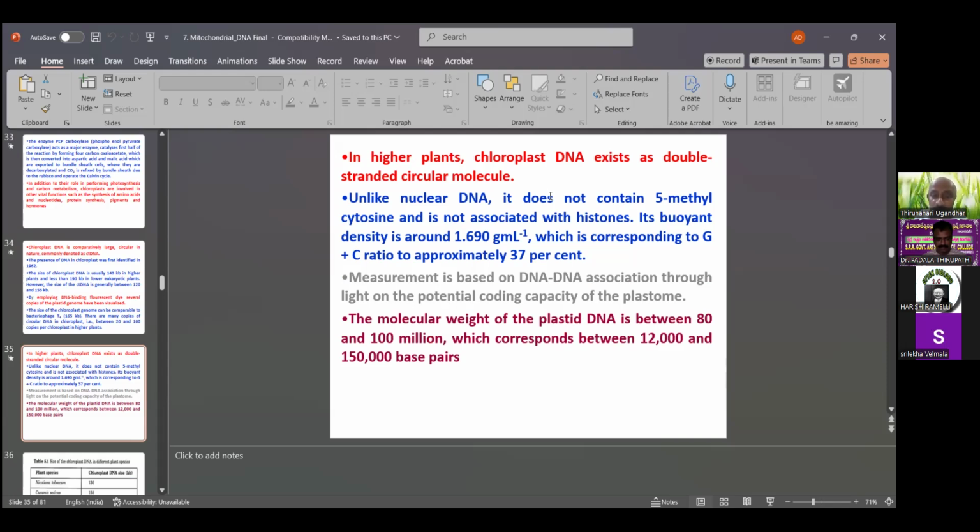Then the molecular weight of the plastid DNA is between 80 and 100 million. Chloroplast DNA is also plastid DNA; both are similar. The DNA of between 80 and 100 million corresponds to a size between 120,000 and 150,000 base pairs of nucleotides: adenine, guanine, cytosine, thymine. Adenine pairs with thymine and guanine with cytosine, always through hydrogen bonds. That is also the structure of the chloroplast DNA.